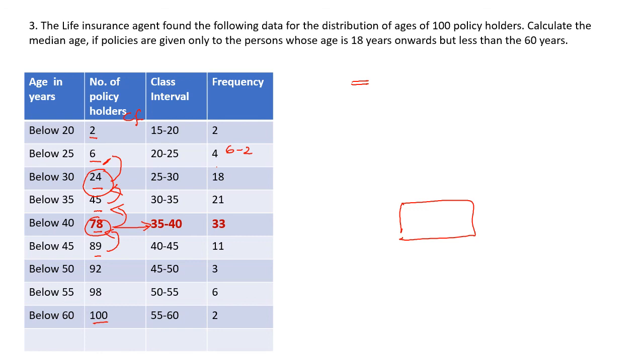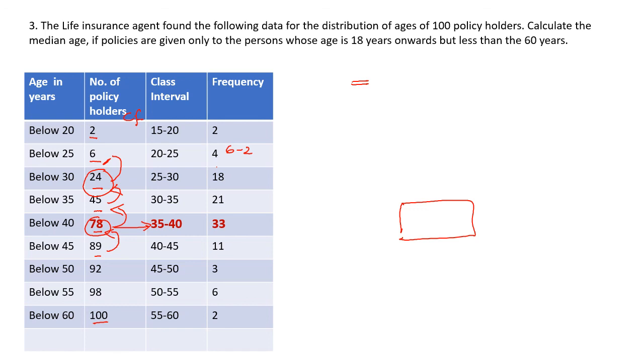So we can frame the class intervals as 15 to 20, 20 to 25. Check whether this 25 is the upper limit. So 25 to 30, 30 to 35, 35 to 40, 40 to 45, 45 to 50, 50 to 55, 55 to 60. So class intervals are formed.